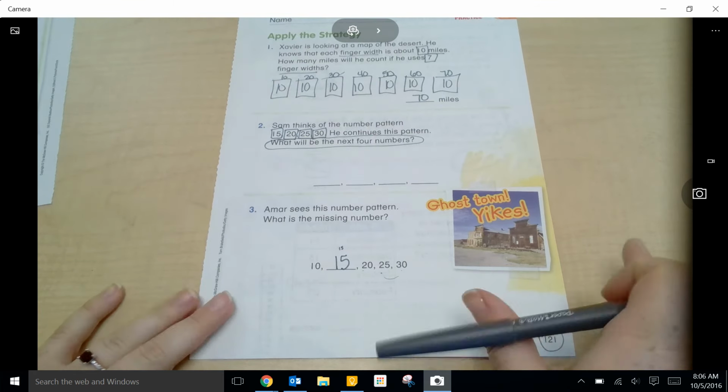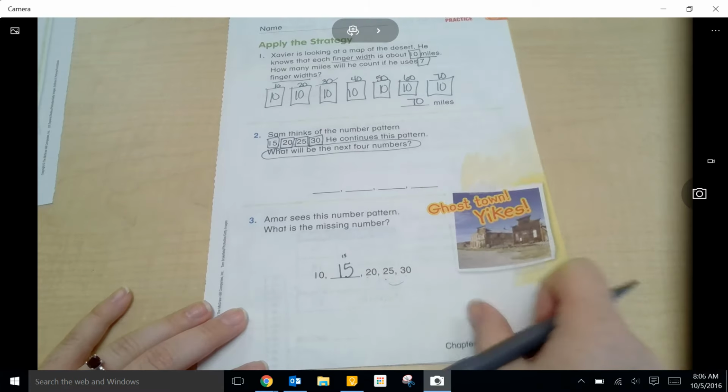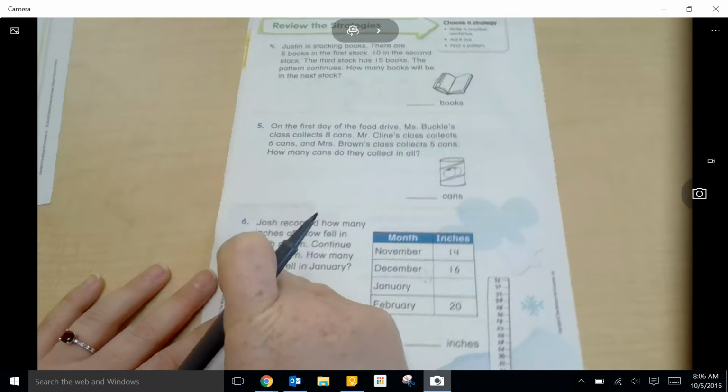You're doing number 2 all on your own. Pause the video, finish this page. You should have just finished number 2 all on your own.